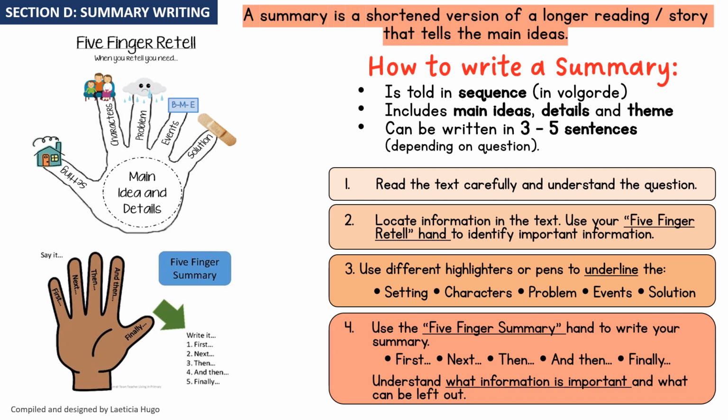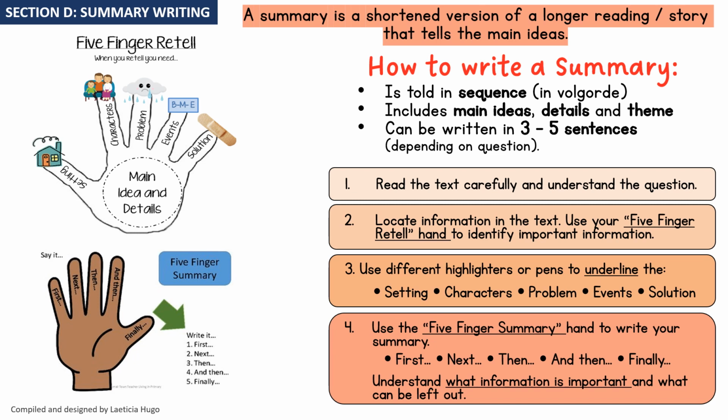So for section D, you're going to be writing a summary for 5 marks. A summary is a shortened version of a longer reading or story that tells the main ideas. So here are some tips for you to remember in how to write a summary. If you have a look at the 5-finger retell, the first picture, that's usually used when you have a fictional story, like the tortoise and the hare, and then you use these main ideas and details.